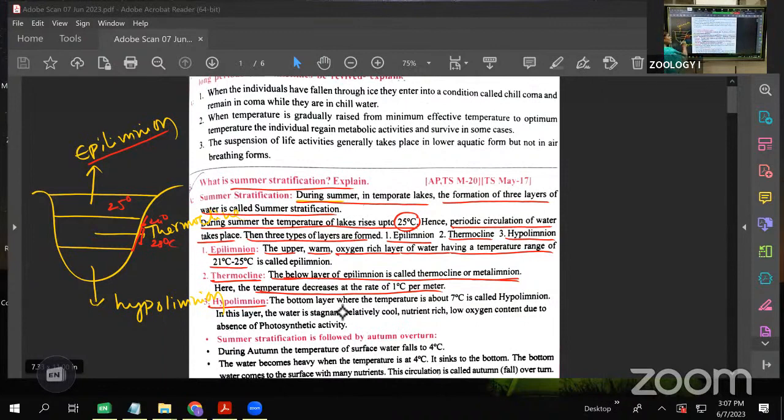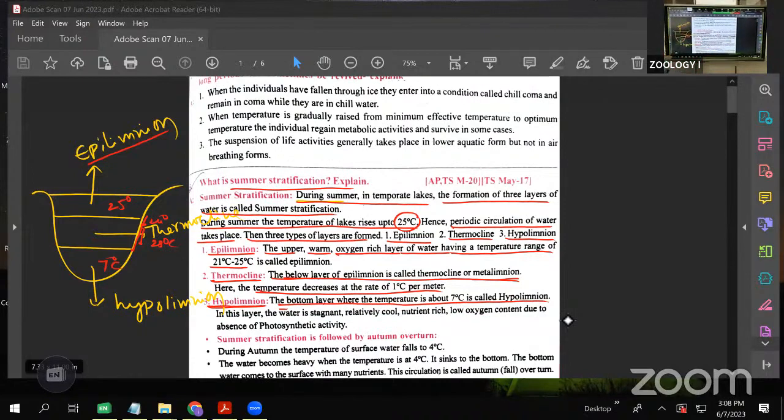Next is the last layer, the down layer, called the hypolimnion. It is the bottom layer. Compare here, upper has more temperature, that's why 25 degrees centigrade. They are decreasing, and when they come to the hypolimnion it becomes 7 degrees centigrade. The bottom layer, where the temperature is about 7 degrees centigrade, is called the hypolimnion.